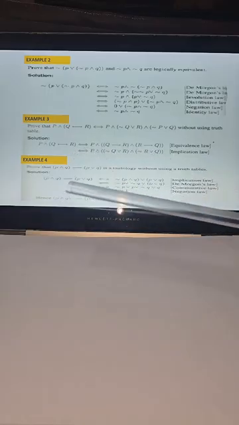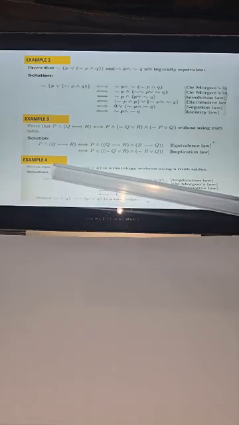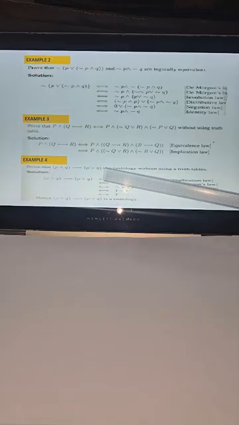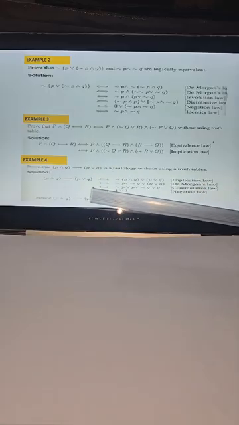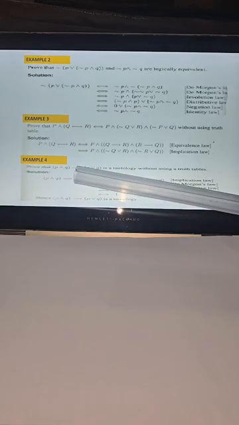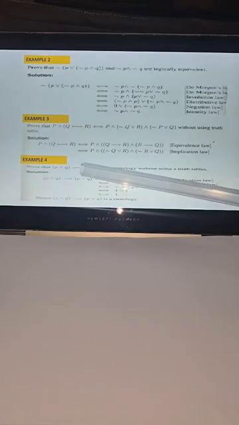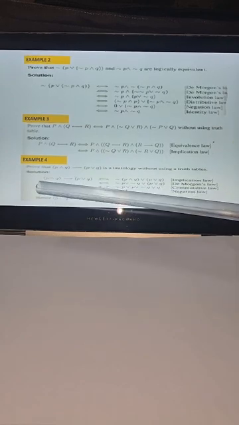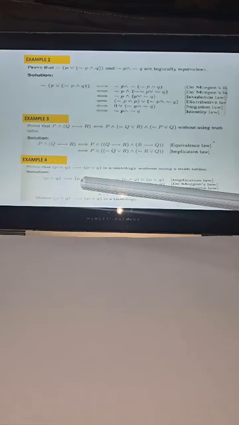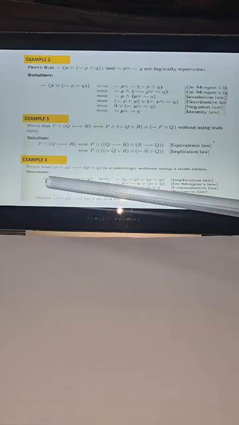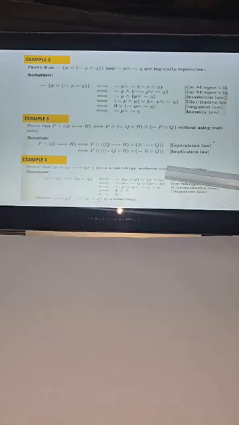Next example says: prove that (P and Q) to (P or Q) is a tautology without using a truth table. Now, (P and Q) to (P or Q) is nothing but the negation of the conditional part. This one you call the condition, and P or Q you call the conclusion. So, negation of the condition or the conclusion, that is, negation of (P and Q) or (P or Q).